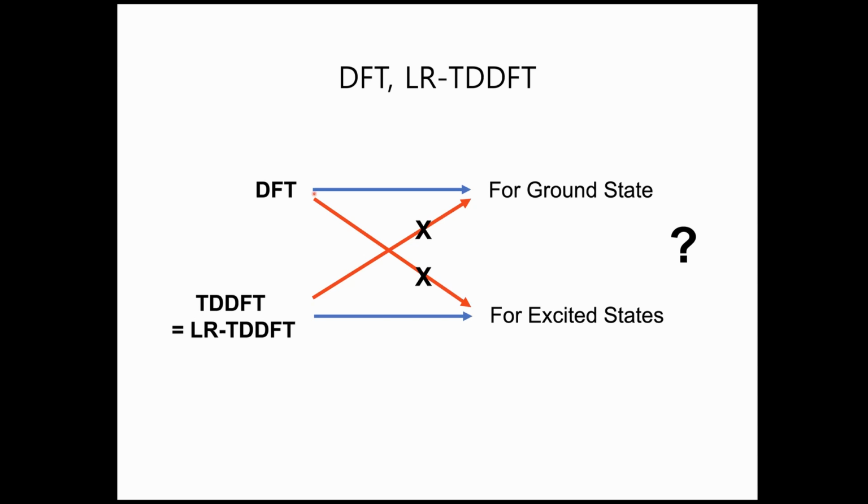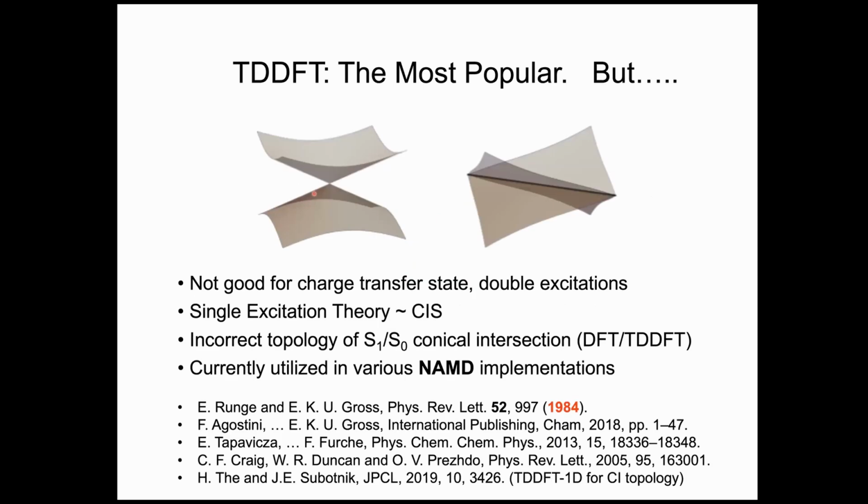This is demonstrated by the TDDFT. They use a different theory for the ground and first excited states, so there's no way you can have a proper coupling between them. This is exactly why Michael criticized DFT, TDDFT, because the TDDFT cannot describe the proper topology of this conical intersection. It is simply because they are completely different theories. That's why there's no way they can do it.